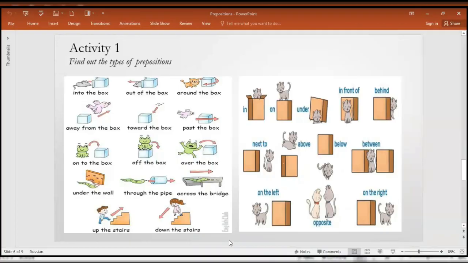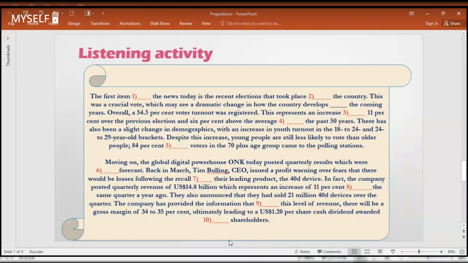Now I'm going to give you a listening activity in which we are going to find out what prepositions are used. In your level, I'm going to play the recording just once, and you are going to find out the exact prepositions. At the end, I'm going to show you what prepositions are there actually. So now I'm going to play the recording. This recording is from the British Council.